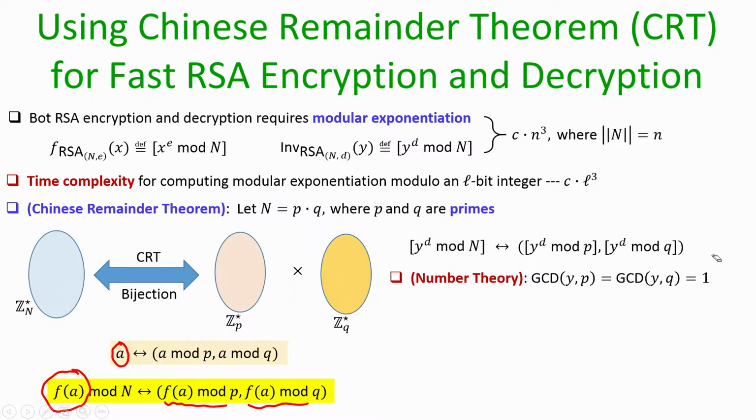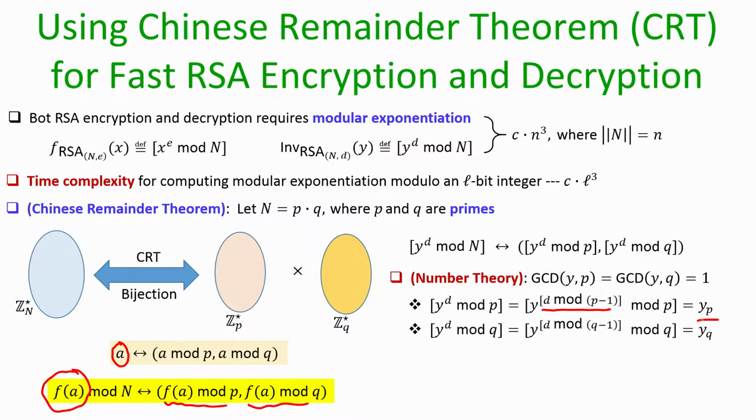Now, since y is relatively prime to p as well as relatively prime to q, it turns out that we can prove that y to the power d modulo p is the same as y to the power d modulo p minus 1, modulo p. That means, in the exponent I can reduce my exponent d to d modulo p minus 1, and I call this value y sub p. The same holds for y to the power d modulo q as well. That is, in the exponent I can reduce the exponent d to d modulo q minus 1, and let me call this value y sub q.